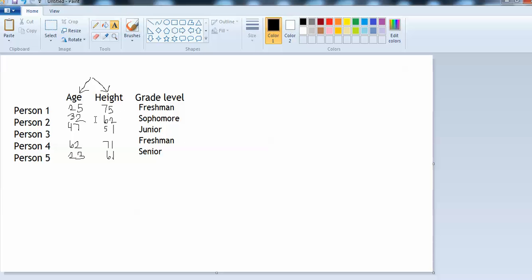Now our data set has three variables. When I say data set, I just mean the complete set of data that we've recorded has three variables. It has age, height, and grade level. And all three of these things are able to vary, because different people have different grade levels, different people have different heights, and different people will have different ages. So these three things are now the variables.